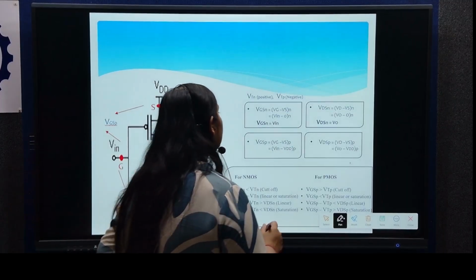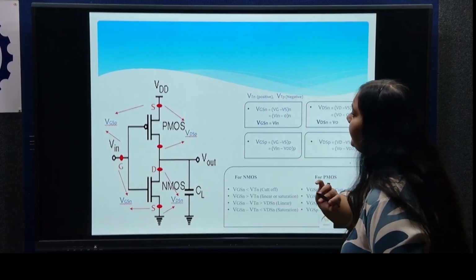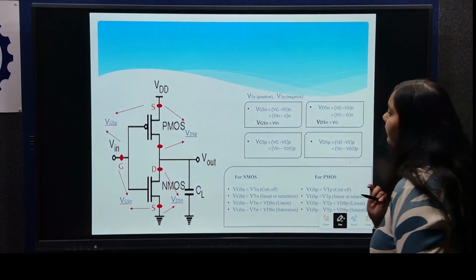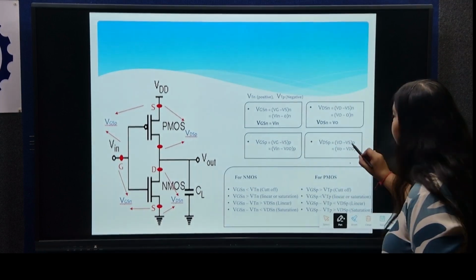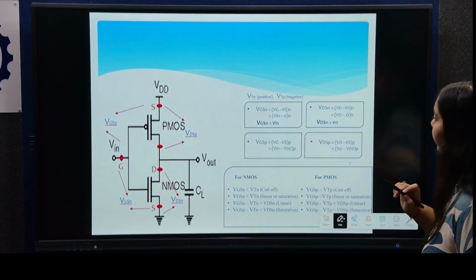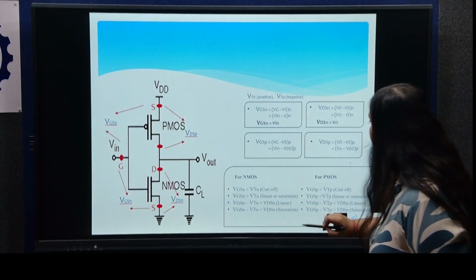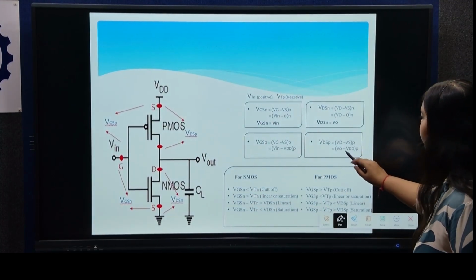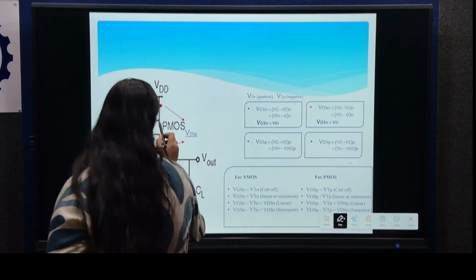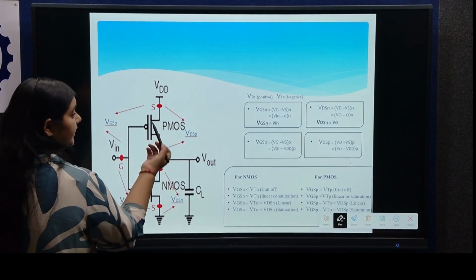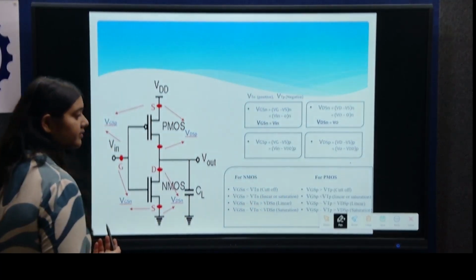Okay. Now VDSP, this voltage, the drain to source voltage of PMOS. What is this? VDSP is VD minus VS. VD is what? VD is the output voltage V0, so we can put Vout in place of VD. Minus VS, which is VDD. This is V0 minus VDD. This is Vin minus VDD.